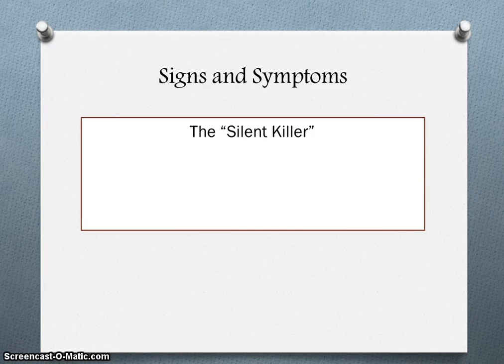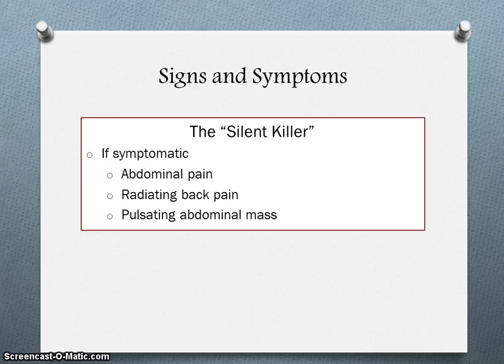Some signs and symptoms. A AAA is known as the silent killer. It's most likely going to be asymptomatic. No symptoms, it's just going to happen, and you won't know what hit you. But some people do claim to have symptoms. Some symptoms include back pain, which may be constant or on and off.